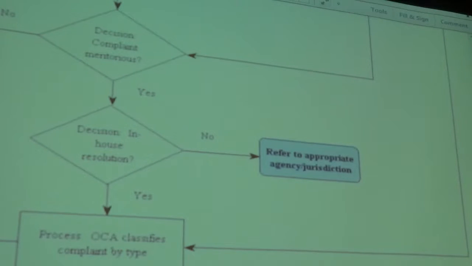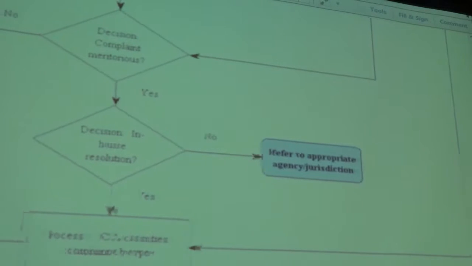If it's in-house, then again that includes: is it a home improvement? Is it retail? Or is it another? So this is just again looking at the types of complaints that are initiated, how they're initiated, what is the process that's involved.